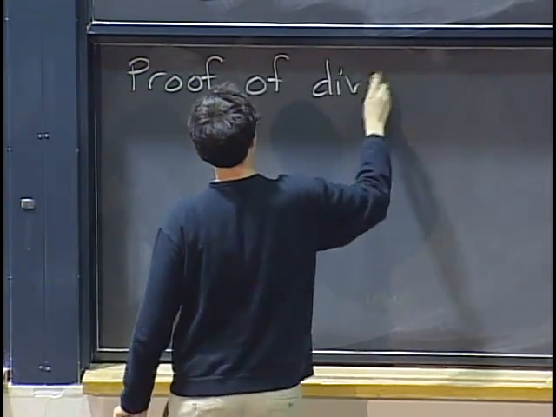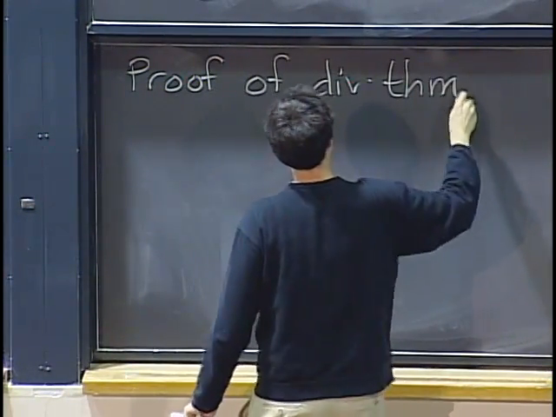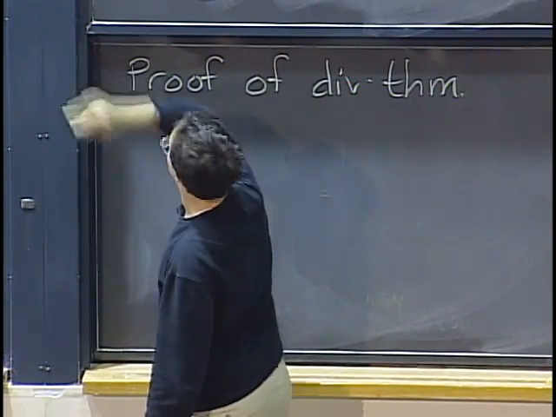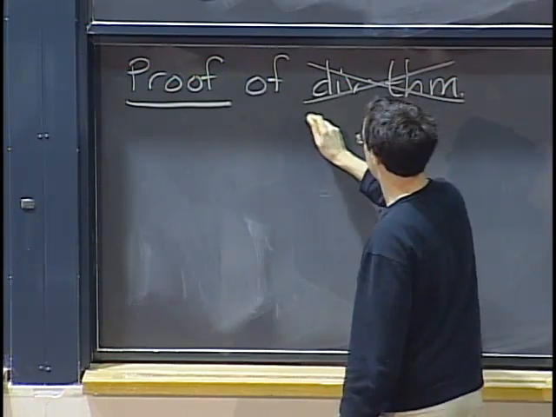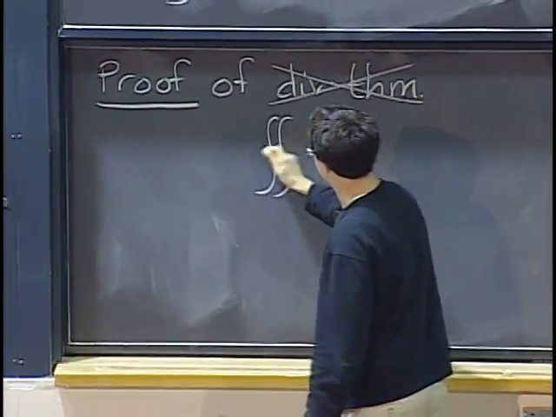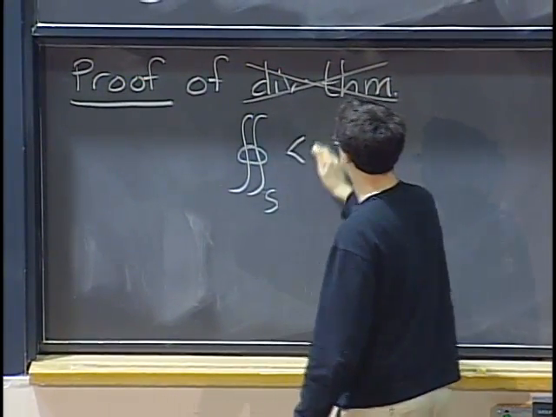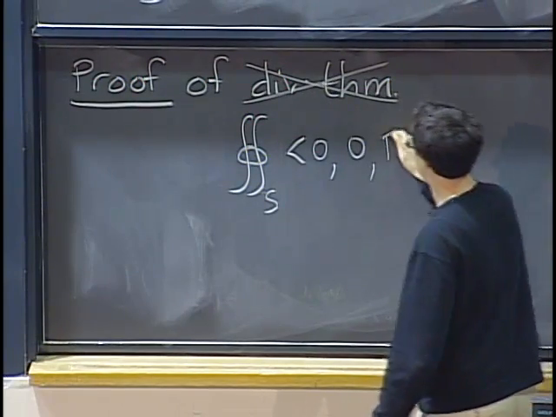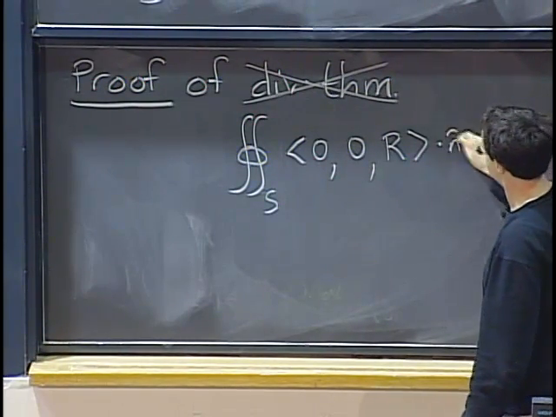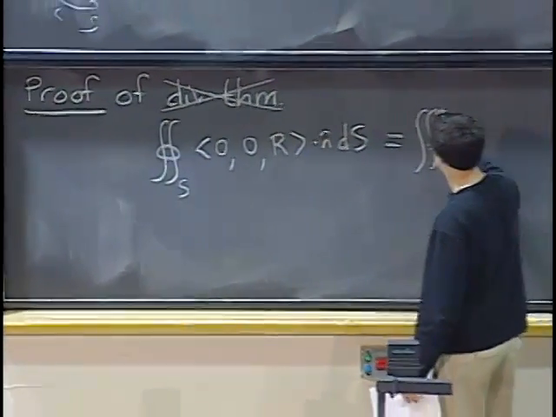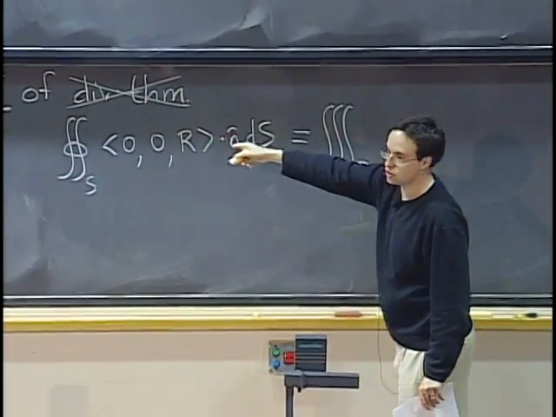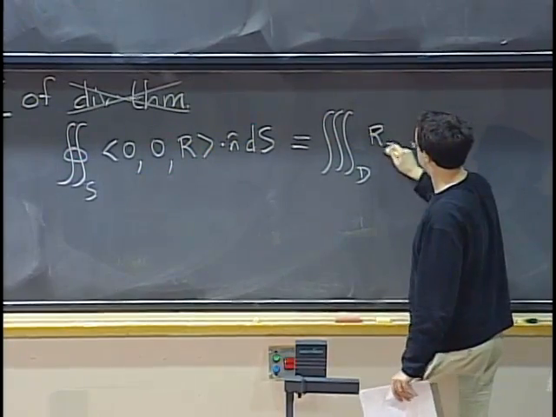Instead of proving the divergence theorem, namely this equality up there, I'm going to actually prove something easier. I'm going to prove that the flux of a vector field that has only a z component is actually equal to the triple integral of, well, the divergence of this, which is just R sub z dV.